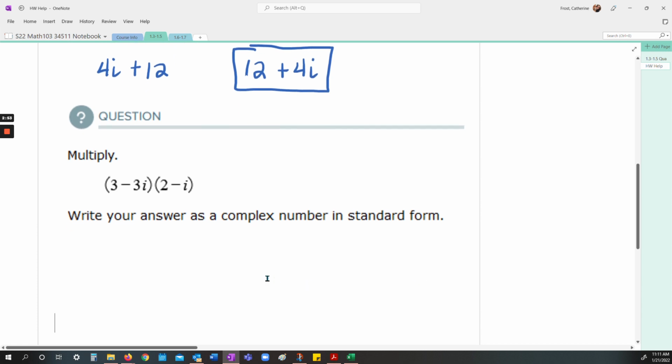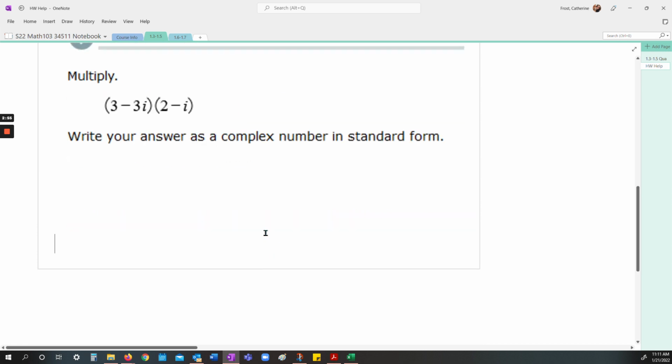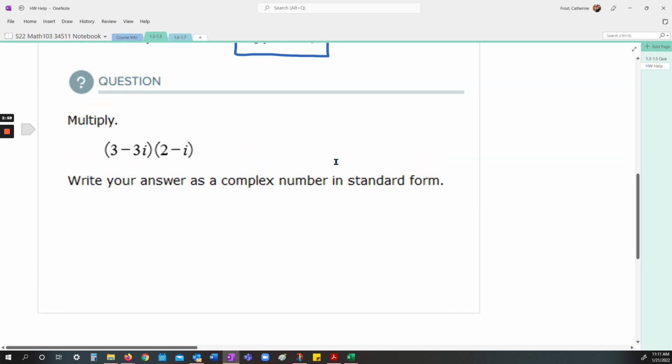So we've got one that we kind of need to FOIL, if you know what that means. I don't know if they're still using that term. So FOIL stands for first terms, outside terms, inside terms, last terms. So multiplying the 3 times the 2, you're multiplying the first terms in each parenthesis. So 3 times 2 is 6.